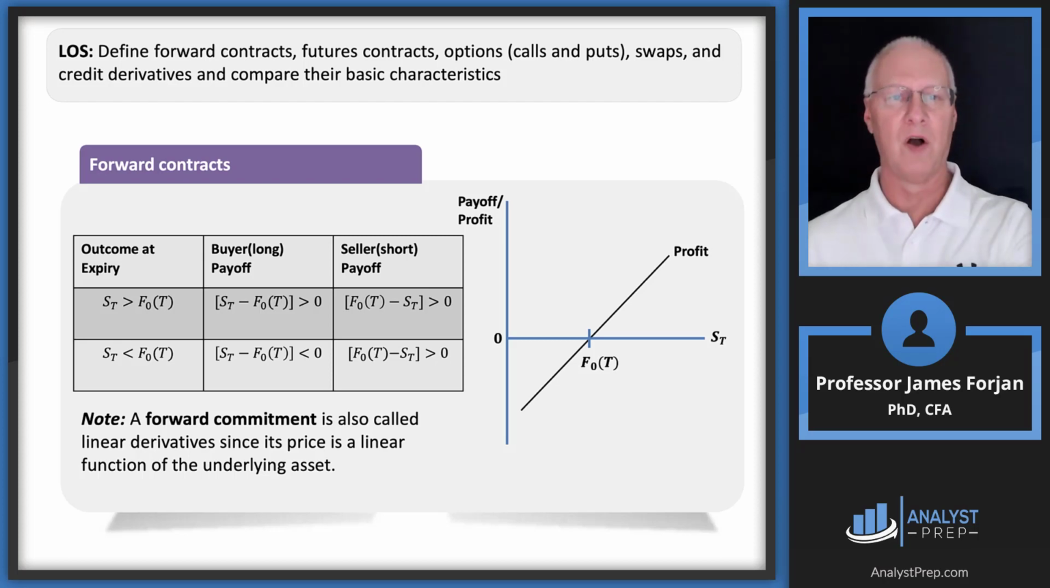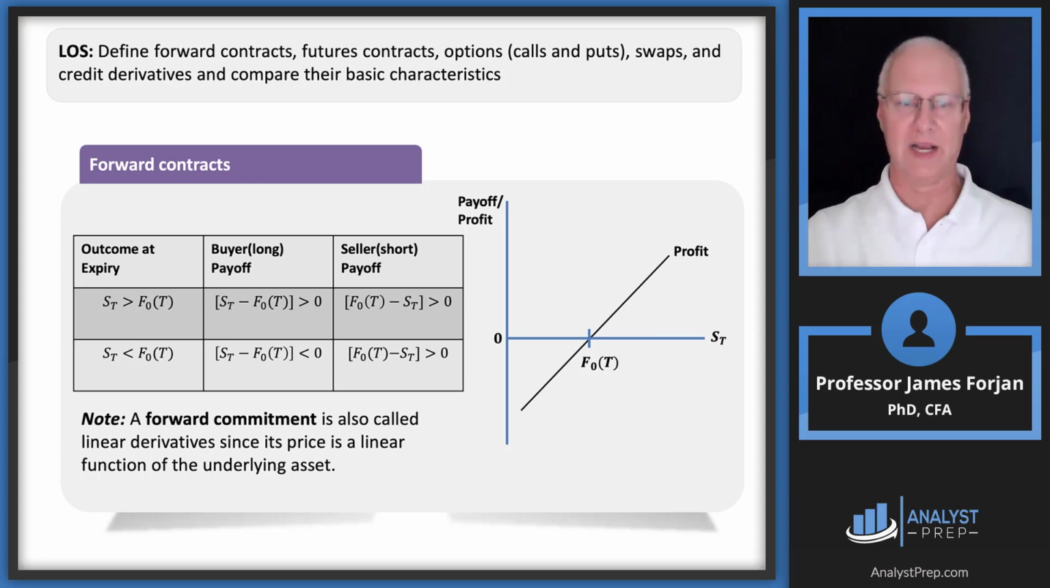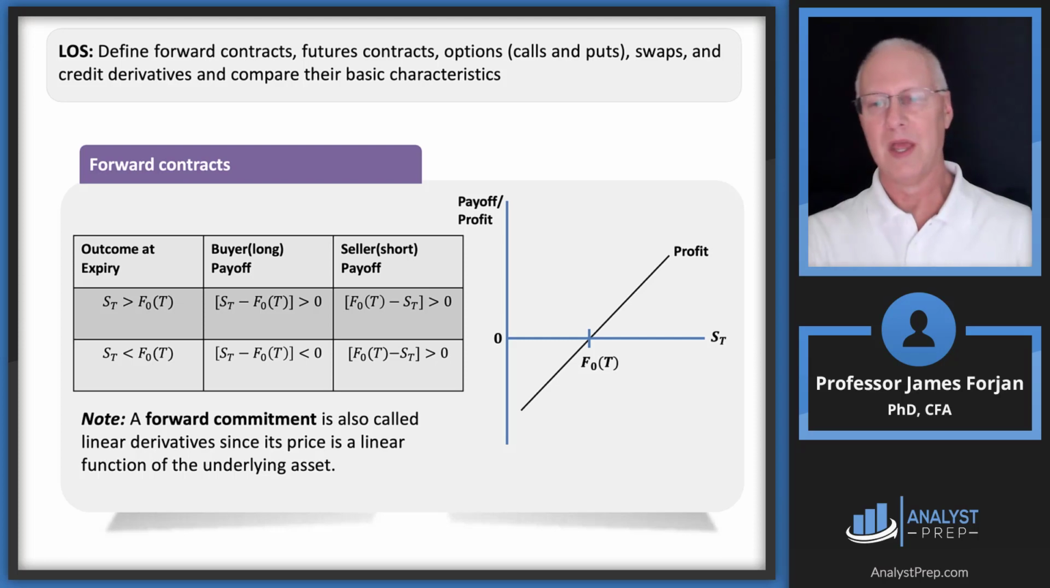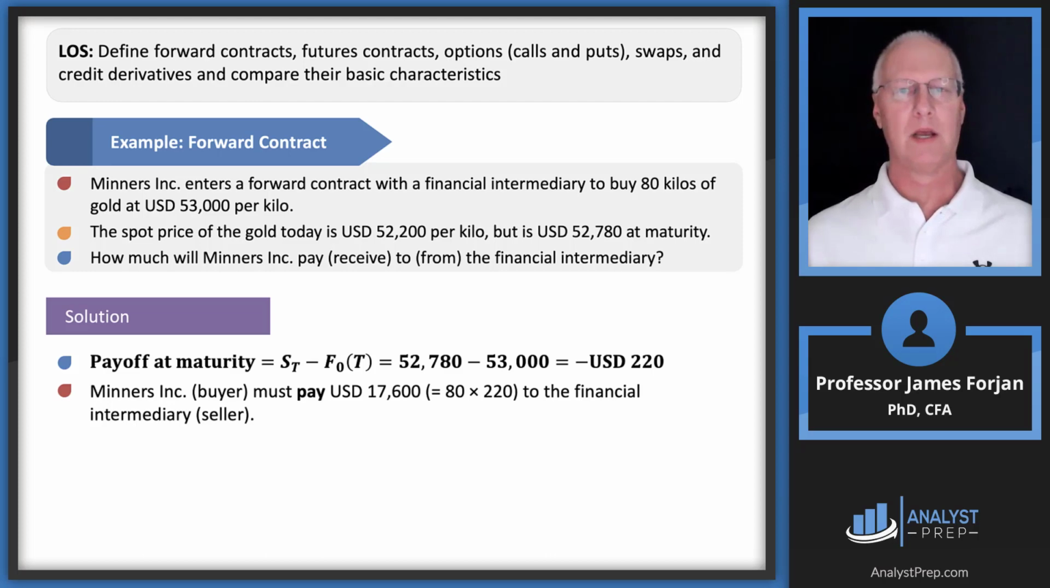So get out your phone and take a picture of this little table and include that graph over there. Notice that we've written down at the bottom that this is a line, so this is known as a linear derivative, because for every dollar that you go in one direction in the underlying asset, you have a dollar in profit or loss in the opposite direction. So, a linear derivative.